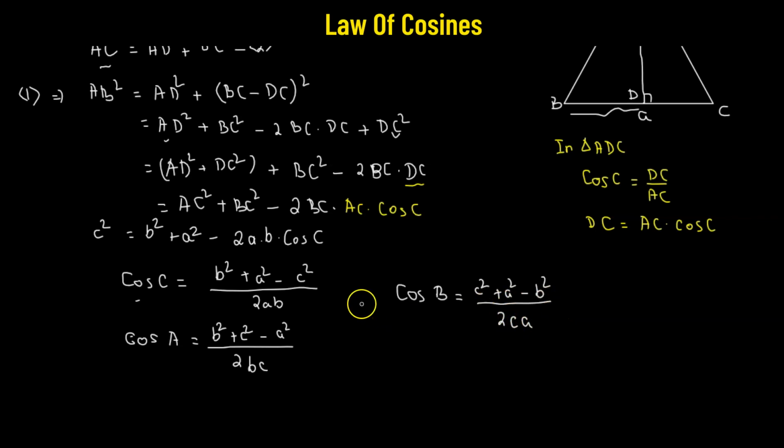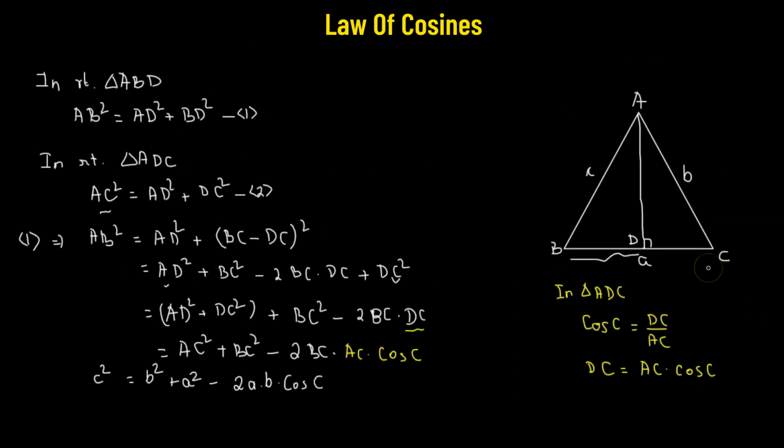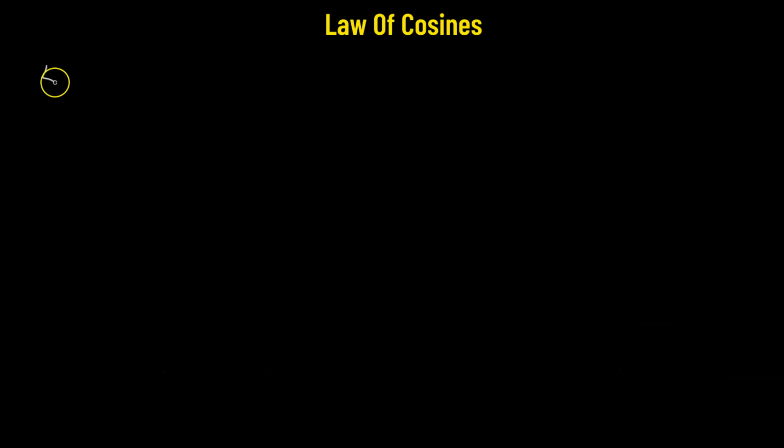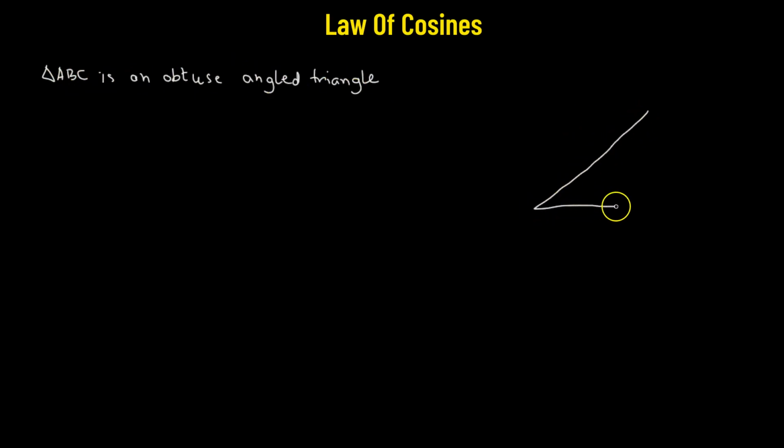So these are known as the law of cosines, and in this case we have considered an acute angle triangle. Let's go to the next case, and this time we're going to consider an obtuse angle triangle. So this time the triangle ABC is an obtuse angle triangle. So here we have triangle ABC. Clearly we can observe here that angle C is an obtuse angle.